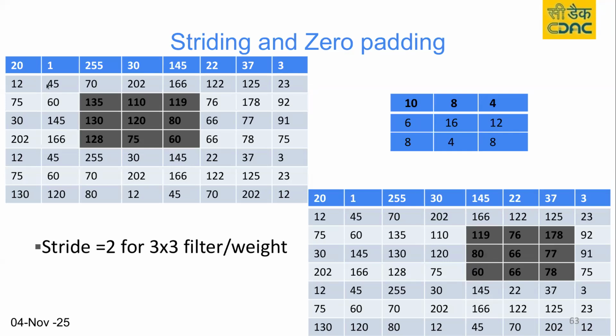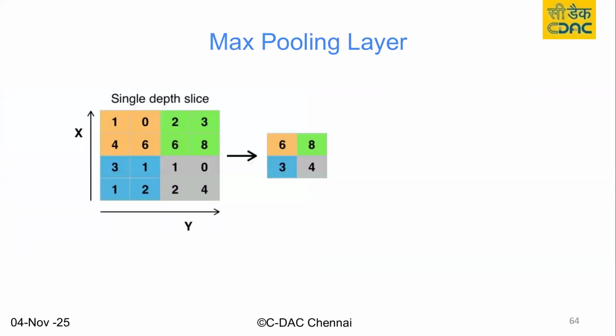So that the information is not lost, I can do zero padding. Zero padding equal to 1 means that on all four sides of the input matrix, I will append zeros. Four columns will get appended at the four sides of the input matrix, and then that will be provided as input for the convolution operation.